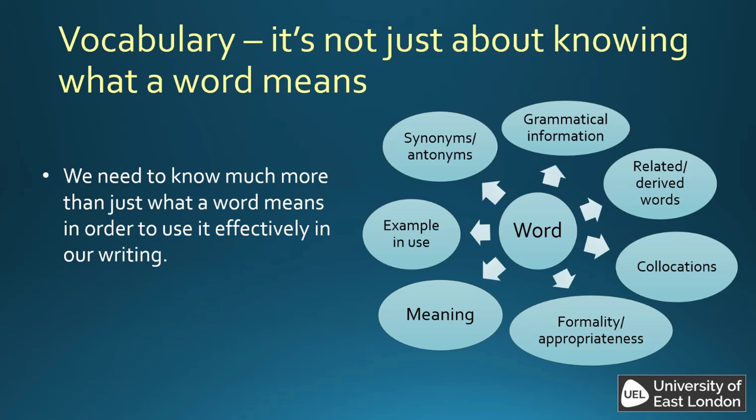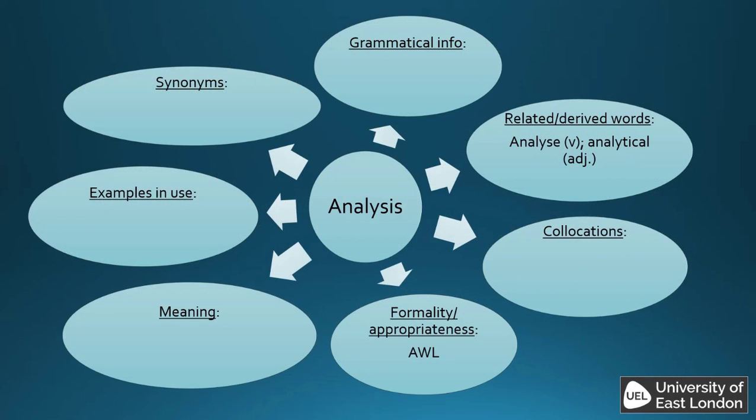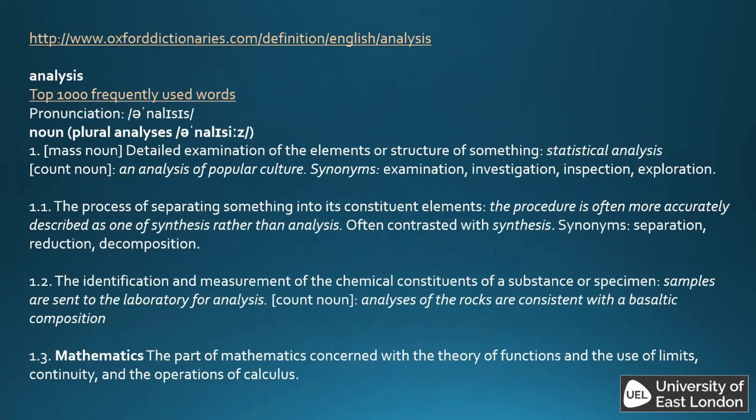Let's take the word analysis as an example. As we've already seen, analysis is part of the word family derived from analyze and is included in the academic word list, so we already know that this word is appropriate to use in your assignments, as well as related and derived words such as analyze and analytical. To find out much of the other information, we can consult a dictionary. Any well-known online dictionary such as Cambridge, Oxford or Longman should be fine.